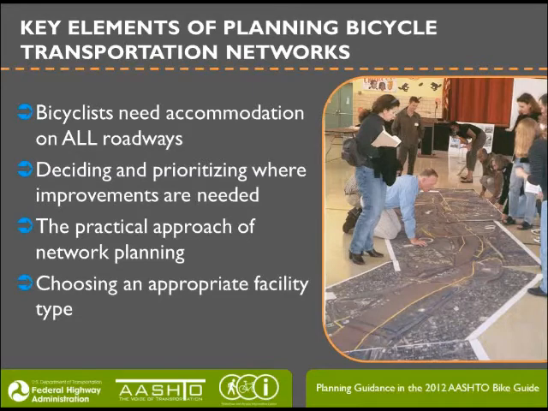So just a summary slide here of some of the key things and themes that go into the planning chapter. Again, bicyclists need accommodation on all roadways and in all plans, as I was just talking about. It focuses throughout the chapter on deciding and prioritizing where improvements are needed. The one thing I haven't emphasized, but I think it's worth it right here, is that it's a very practical approach.